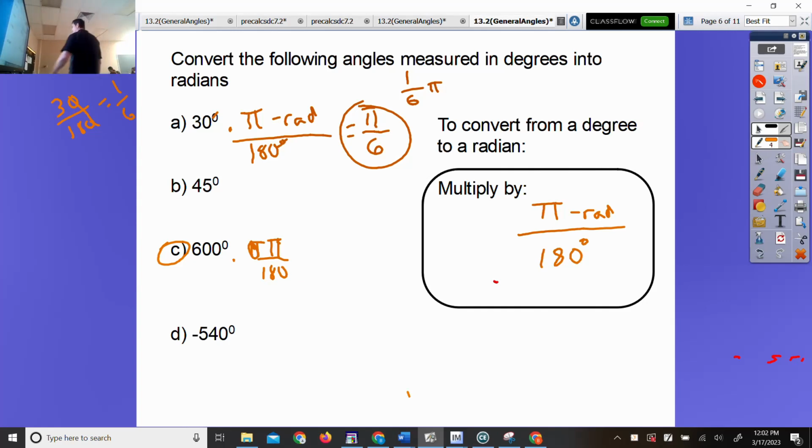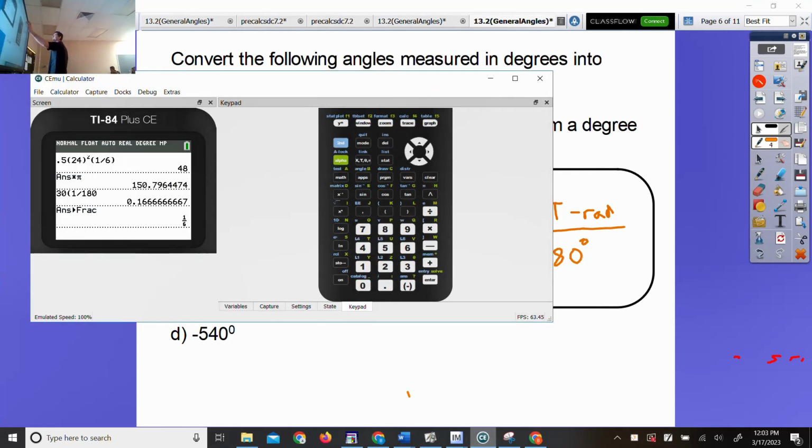Those of you who weren't pushing buttons the first time and don't remember what I did, one more time. 600 times parentheses 1 over 180. Enter. Don't write 3.333. Math, answer, frac. 10 thirds. 10 thirds of what? Pi. No, this is 10 over 3 pi, so 10 pi over 3.